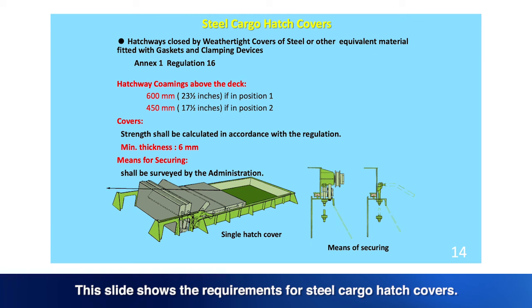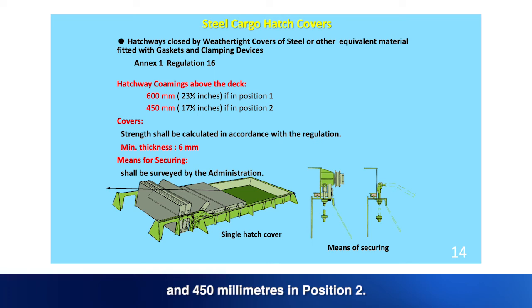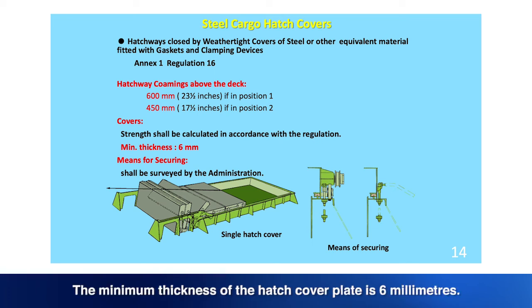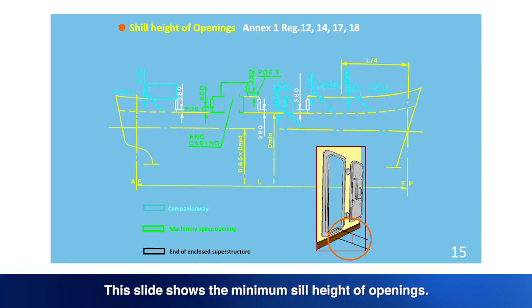This slide shows the requirements for steel cargo hatch covers. The minimum coaming height is 600 mm in position 1 and 450 mm in position 2. The minimum thickness of the hatch cover plate is 6 mm. This slide shows the minimum sill height of openings. The blue indicates openings to the companionways, the green indicates openings to the engine room, and the white indicates openings to the castles. The sill height must be 600 mm in position 1 and 380 mm in position 2.